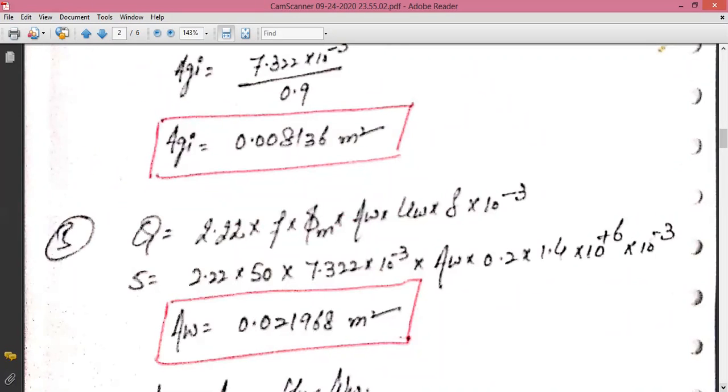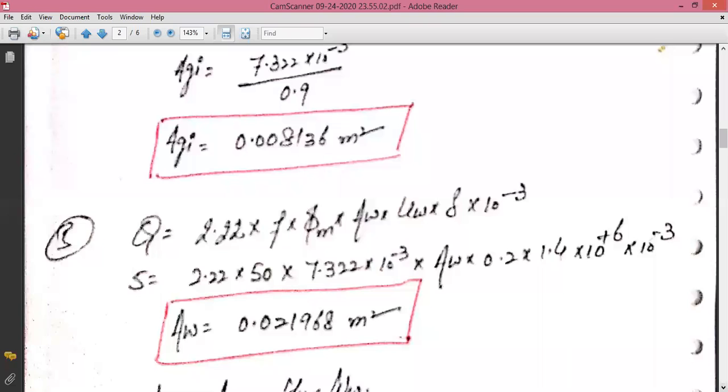We know that the value of AW, that is the window area, can be calculated by the output equation. Since it is a single phase transformer, Q is equal to 2.22 into F into phi m into AW into KW into current density into 10 to the power minus 3. Here, the value of Q is 5, 2.22 is a constant, F is the frequency 50, phi m we have 7.322 into 10 to the power minus 3, and AW we have to calculate.